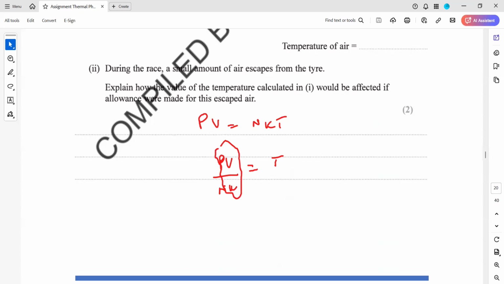So what is the relation between the number of particles and the temperature? If the number of particles is decreasing, what will appear? The temperature will appear to increase. So as N decreases, the temperature will appear to increase, or be higher than the calculated value.